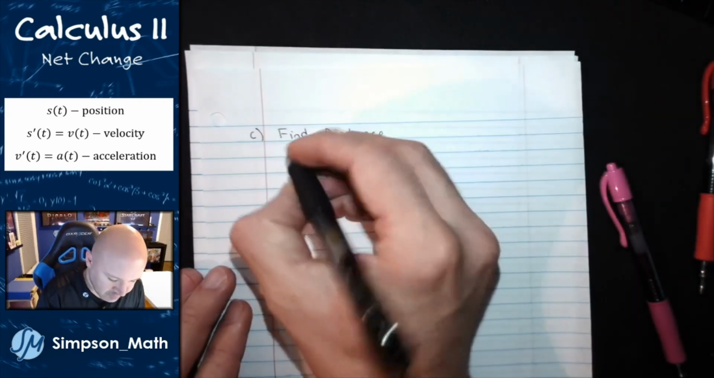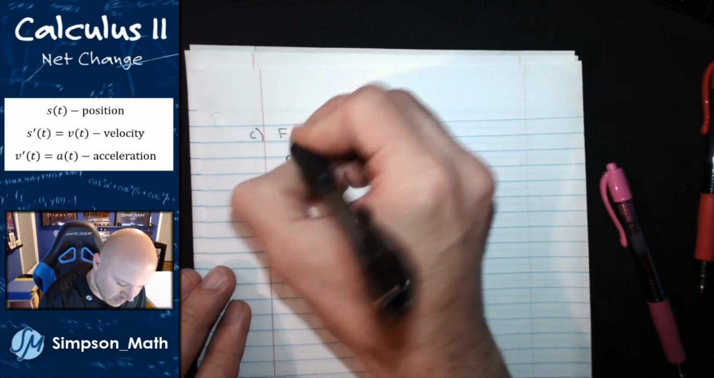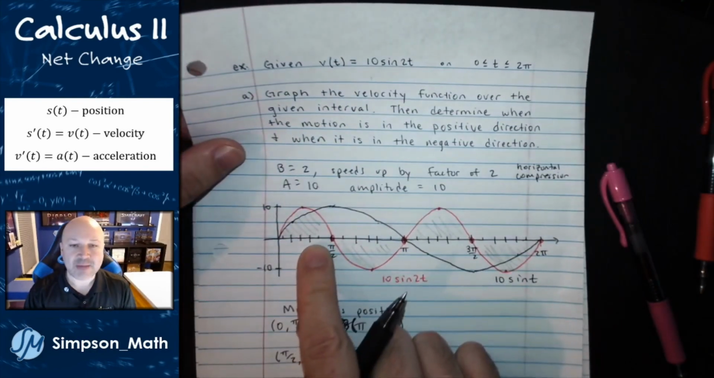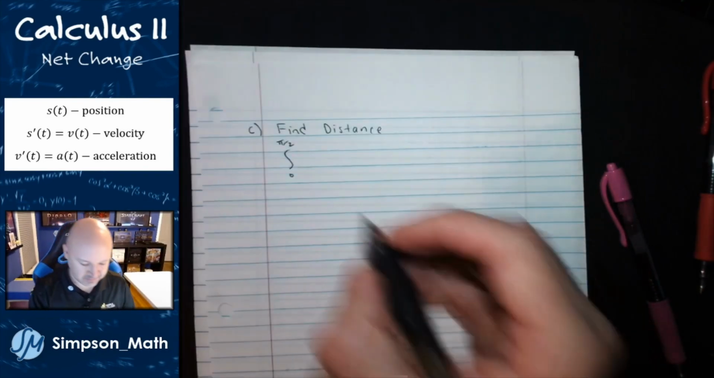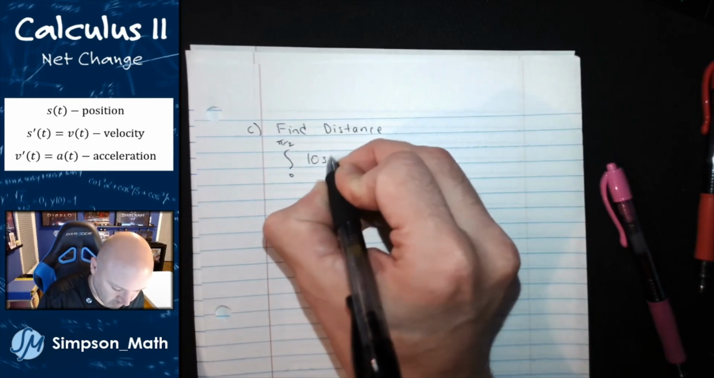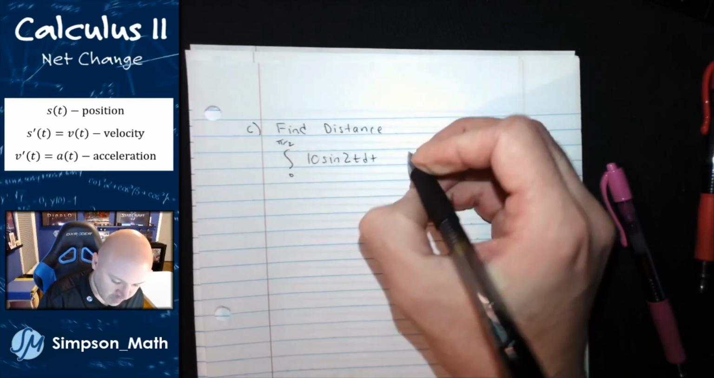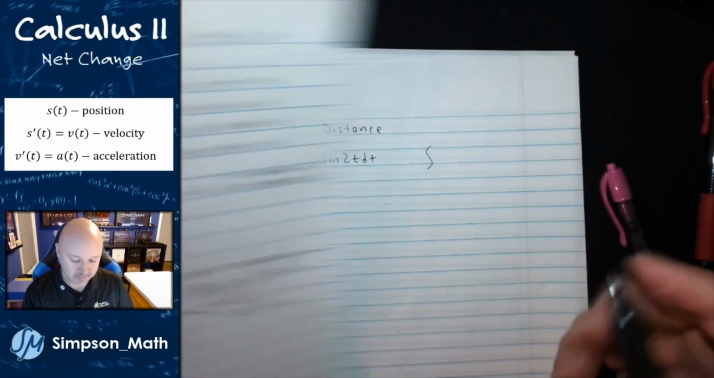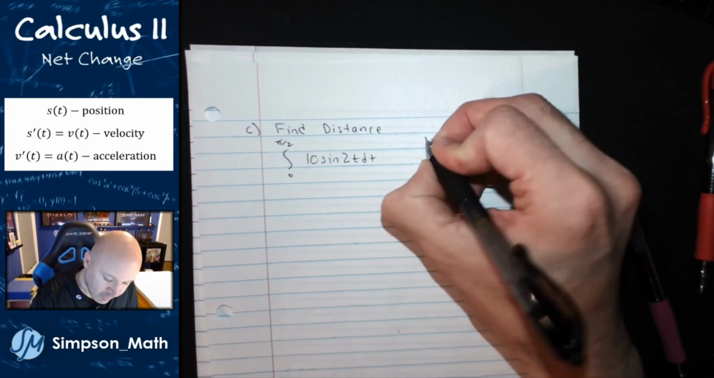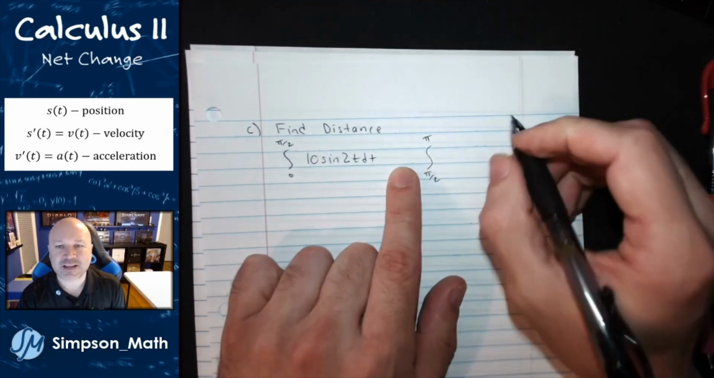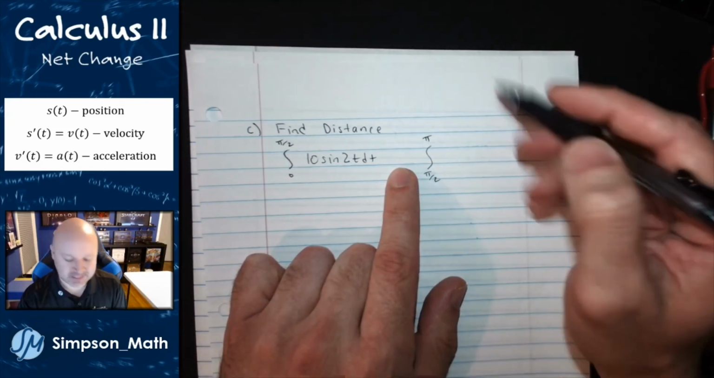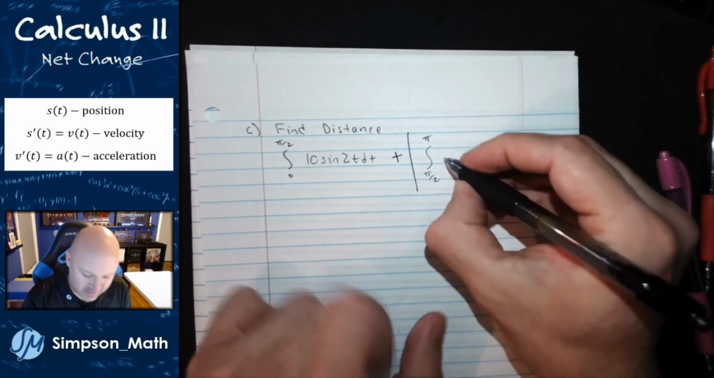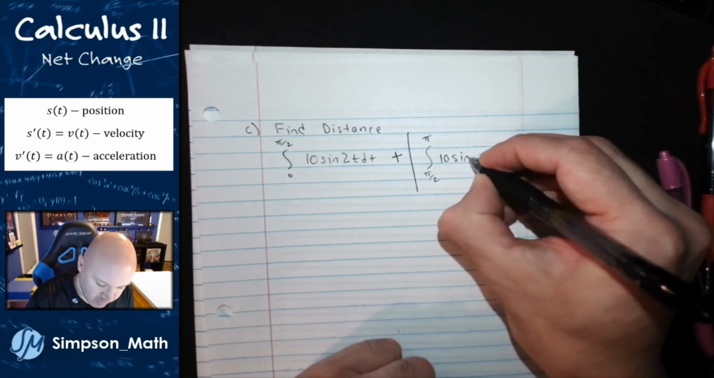I'm going to set up an integral. I'm going to go from 0 to pi halves. And by calculating that area, everything is fine. Then I'm going to do something to another interval from pi halves to pi. And there's two ways to handle this algebraically. I'm going to be adding this other distance. So you could add and then absolute value that result.